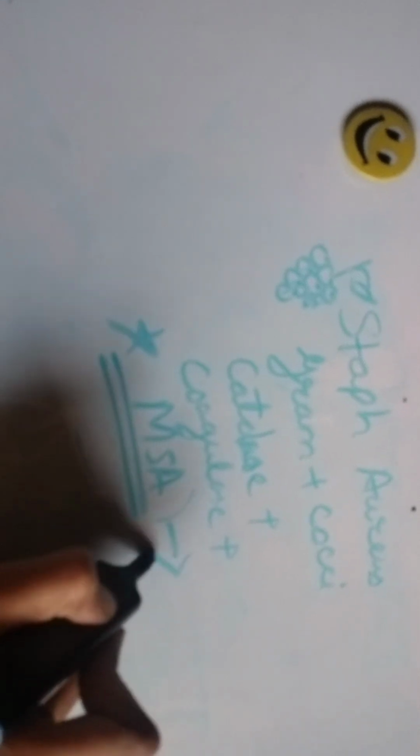This is an MCQ type of question: which among the following is the best selective medium for Staphylococcus aureus? The best selective medium is MSA, that is mannitol salt agar. And for this, there is also Lowenstein medium.